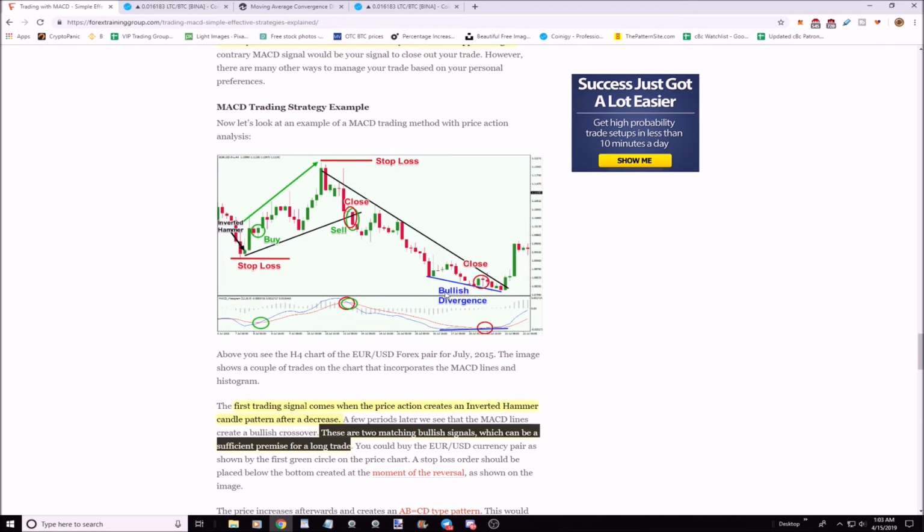Bullish divergence is here. So you've got a slight, this is the MACD line down here. You've got a slight increase or upslope, so that makes it bullish. And it doesn't match the downslope here, so bullish divergence.